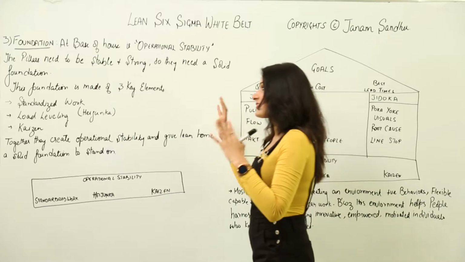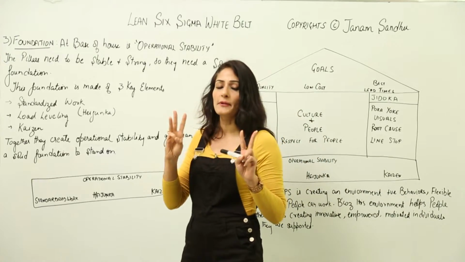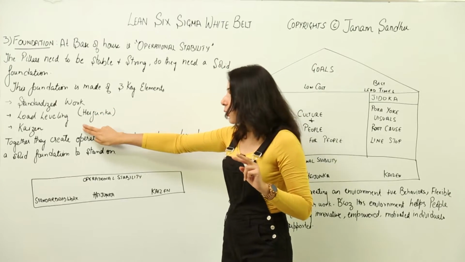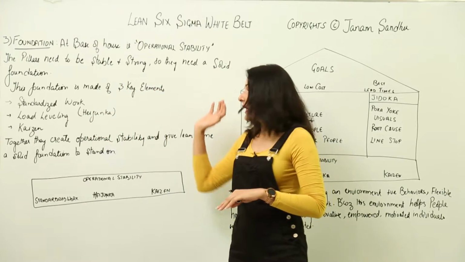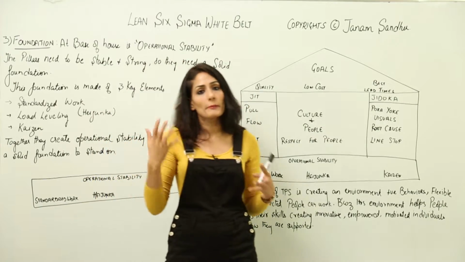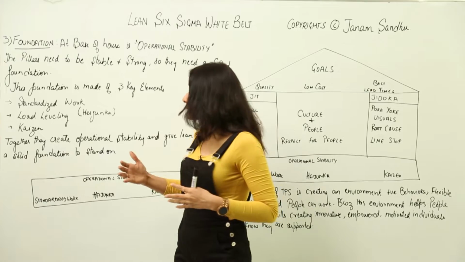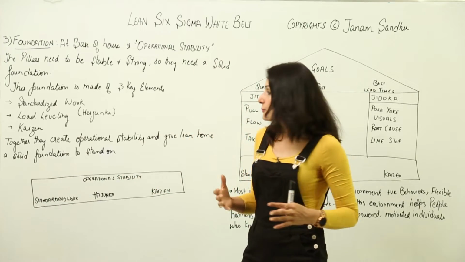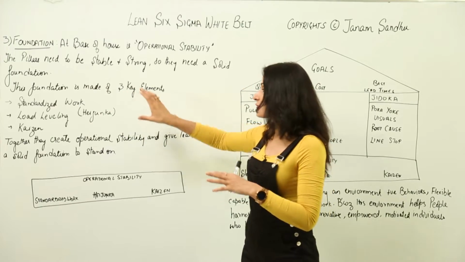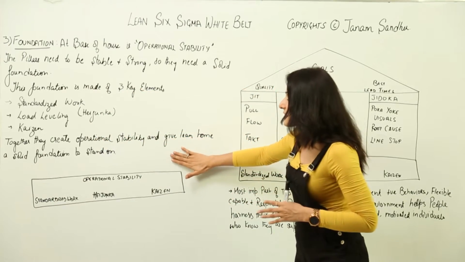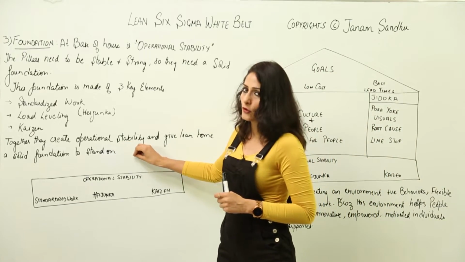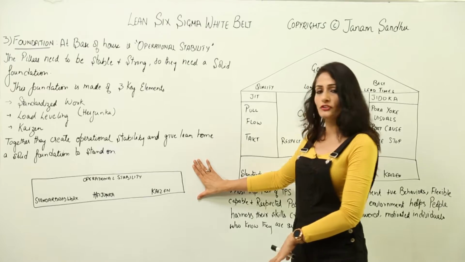And how do we get this solid foundation? We use three key elements or three key concepts, that is standardized work, load leveling, that is Heijunka, and Kaizen. Kaizen is basically making small improvements and then implementing those, not waiting for long times. So it's kind of continuous improvement. Together, these three key elements create operational stability and give the Lean house a solid foundation to stand on. So this is how our foundation looks.